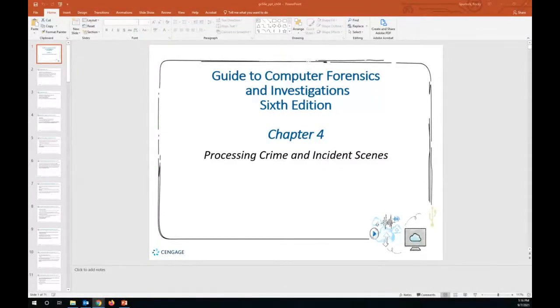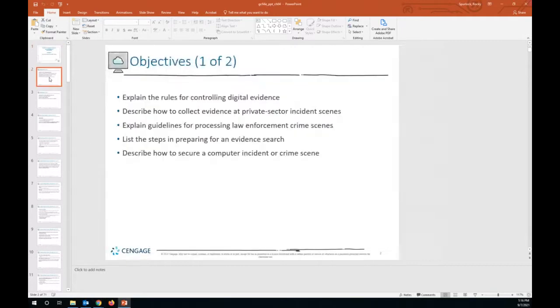Chapter 4 for CIST 2612. It's processing crime and incident scenes. In this chapter, we're going to look at the rules for controlling digital evidence, how to collect evidence at private sector incident scenes, look at the guidelines for processing law enforcement crime scenes.